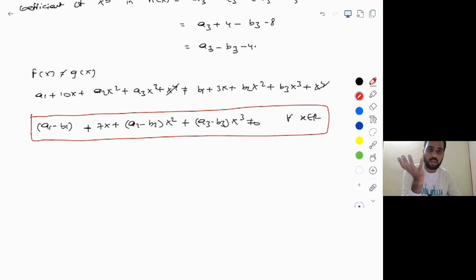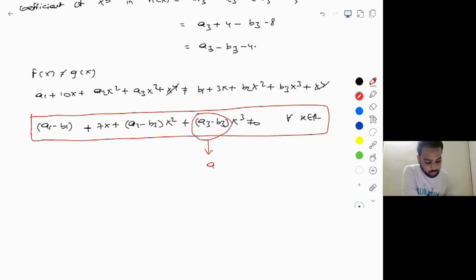Because if you take any odd degree polynomial, like a linear function or a cubic polynomial, fifth degree polynomial, every odd degree polynomial will have at least one real root. But here they are saying that this cubic polynomial can never be equal to 0, which is impossible. So the only possibility is it should not be a cubic polynomial. So if it is not a cubic polynomial, what happens? The coefficient of x cube is going to be 0, right?